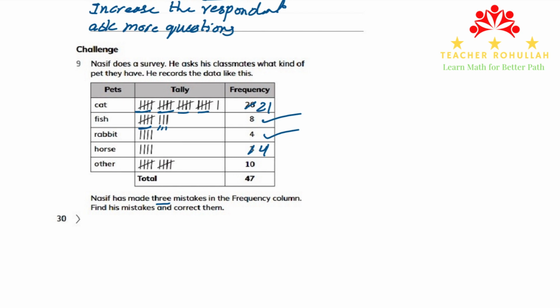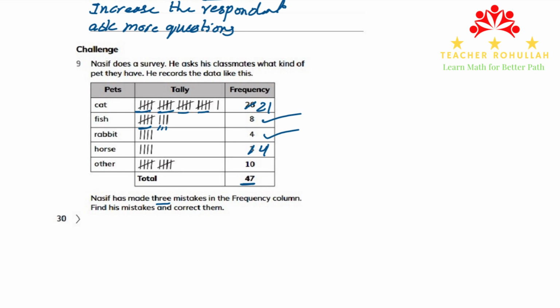Where can the third mistake be? The third mistake is here. 21 plus 8 is 29. 29 plus 4 is 33. 33 plus 4 is 37. And 37 plus 10 is 47. So the other mistake that he made is here, which now it is 47, but before it was not 47. If we add 5 here and reduce 1 here, it will not give us 47. We are done with question number 9.